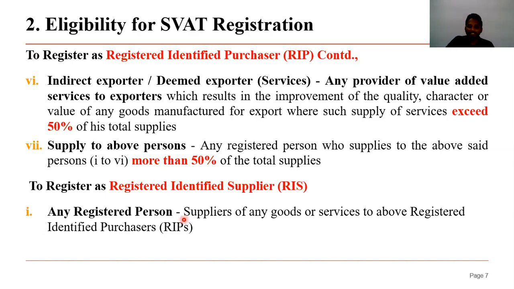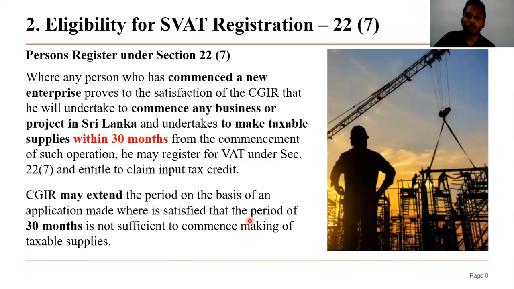Right? It is easy to get RIS status, but practically, to get RIP status, it is a little difficult. So you have to prove the facts. So then, 22.7, the project implementation period, I explained already.